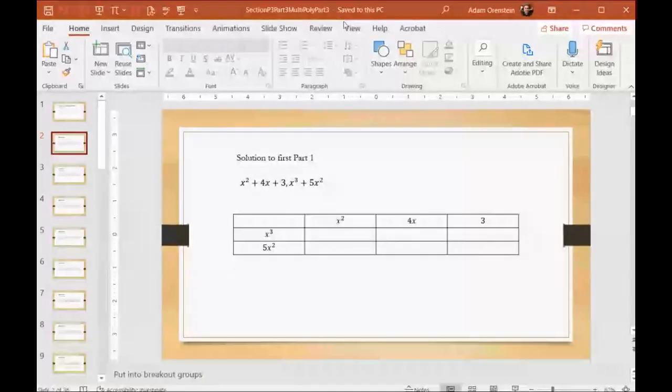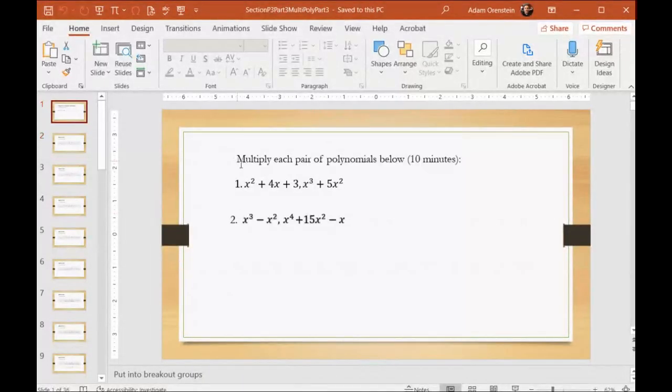Can you see it now? And yes, you can. So for the first pair here, originally I was going to have everyone work on these together, but now I figured it'd be better if we just go through it together.